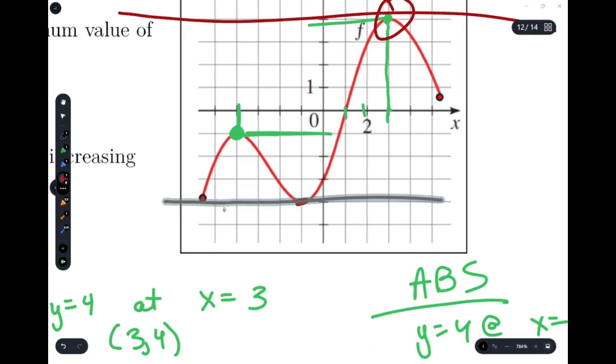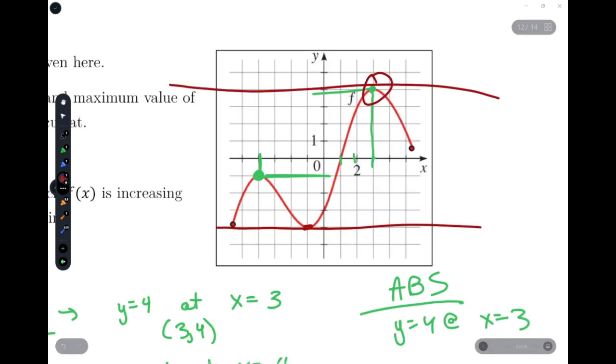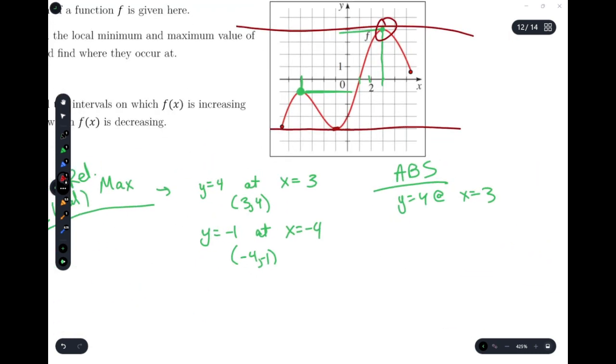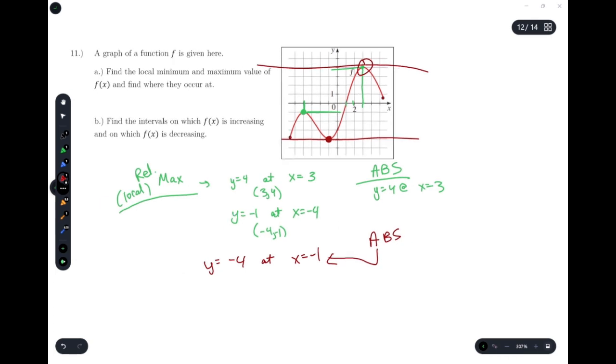No, it's not on the line. See how it's like above the line? That's just bad printing, but whatever. So the absolute min, well, we haven't done mins yet. What are the local mins? -4 at x equals -1. And that's also the absolute, because there's no other locals. And the endpoints don't count. Endpoints aren't local maxes or local mins, because you can't zoom in and see a turnaround.